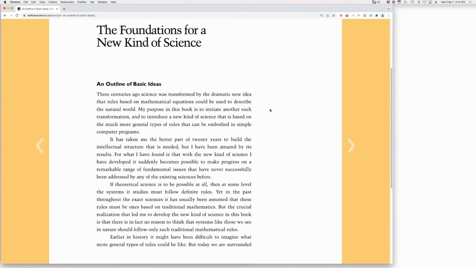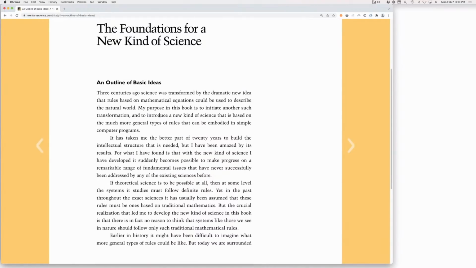Then I say, it's taken me the better part of 20 years, that means from 40 years ago now, to build the intellectual structure that's needed, but I've been amazed by its results. For what I found is that with the new kind of science I've developed, it suddenly becomes possible to make progress on a remarkable range of fundamental issues that have never successfully been addressed by any of the existing sciences before.